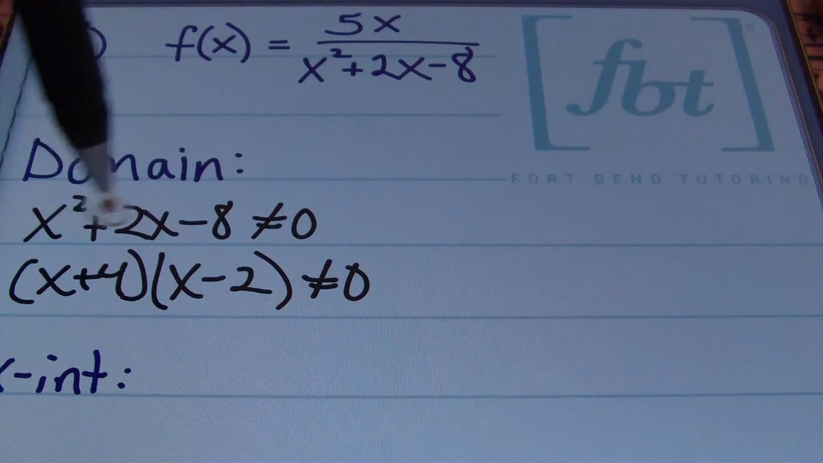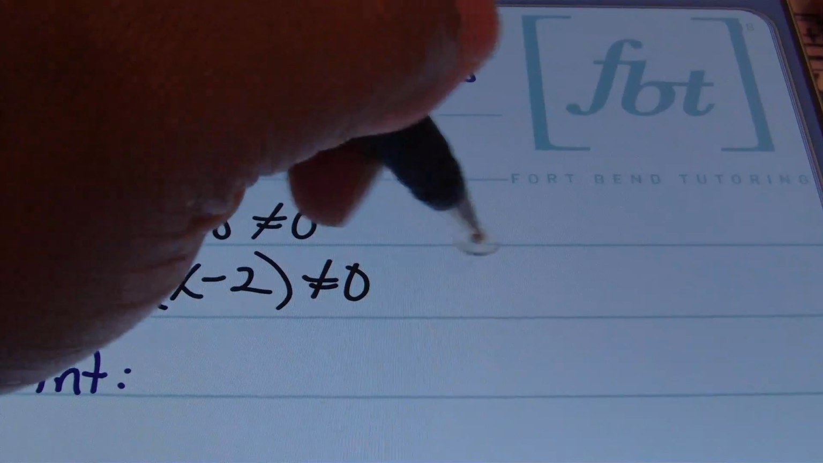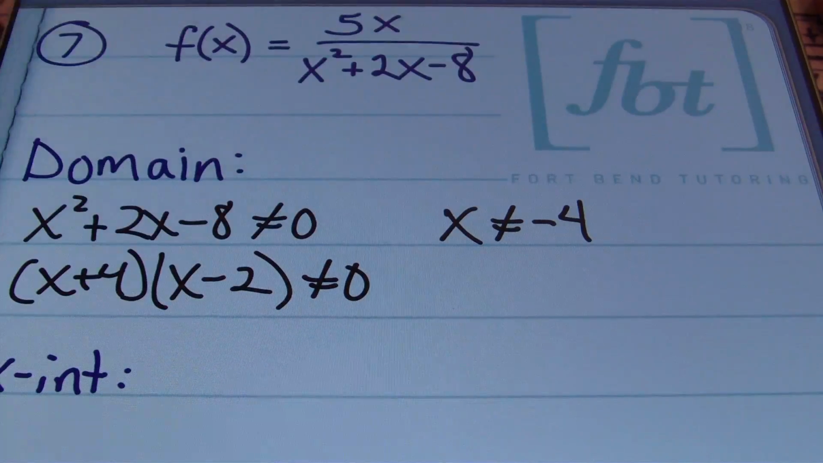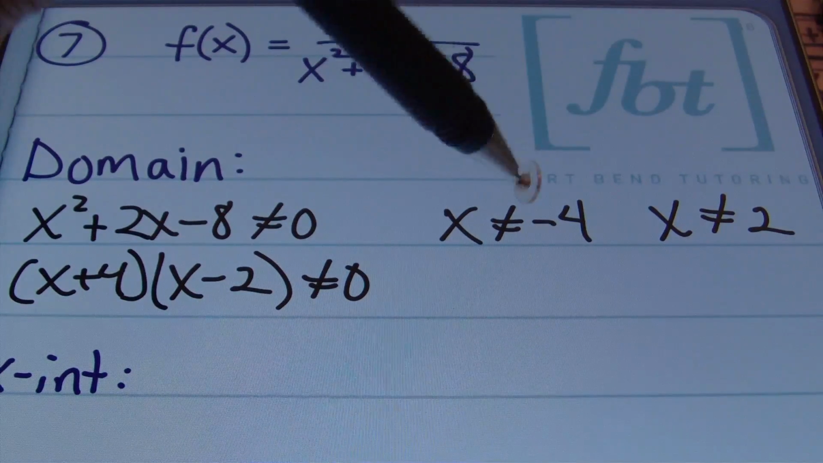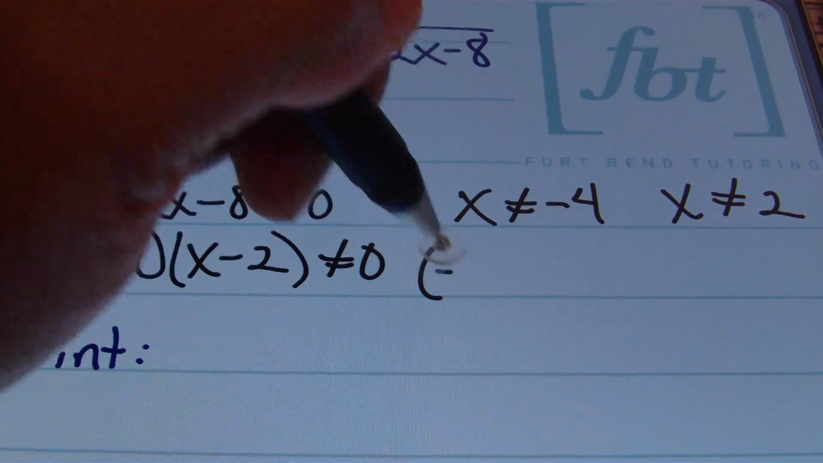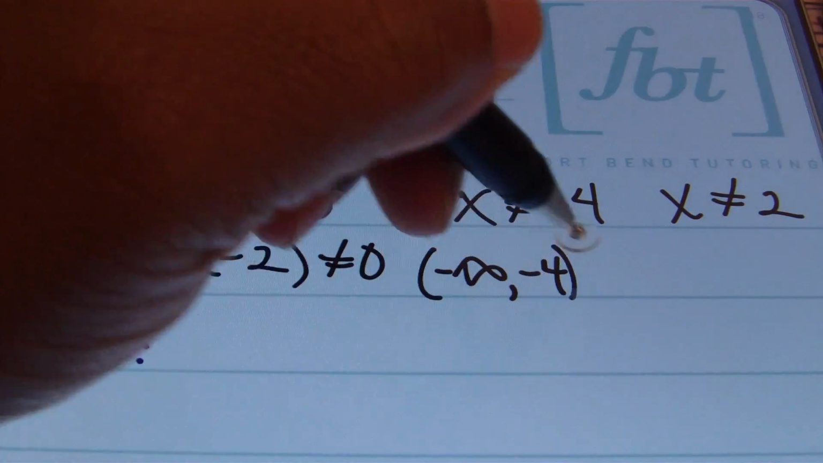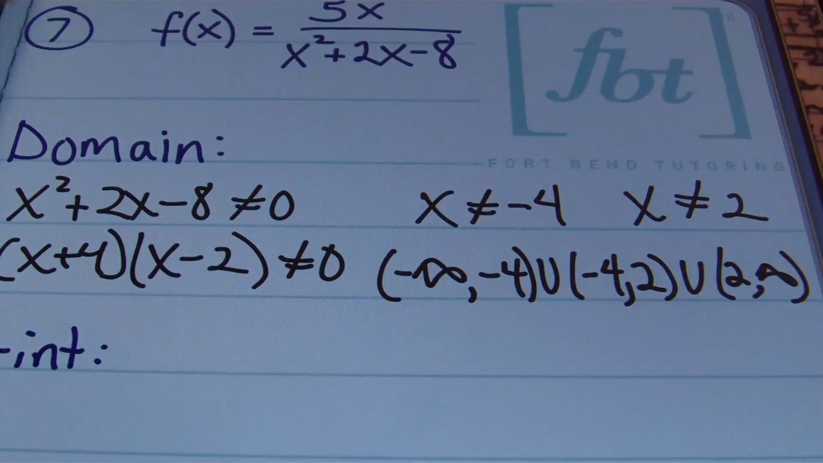If I set each one of these factors not equal to 0, I would end up with the following result. I'll end up with x not equal to negative 4, and I'll also end up with x cannot equal positive 2. So these solutions describe my domain, that x cannot equal negative 4 and x cannot equal positive 2. In interval notation, I'll have negative infinity to negative 4 union negative 4 to positive 2 union 2 to positive infinity. There you go. So this is the interval notation for our domain.